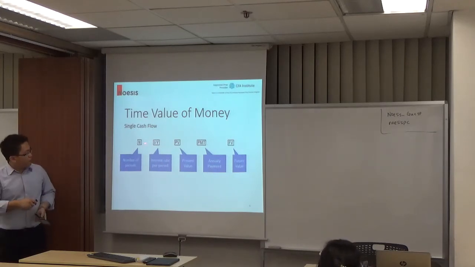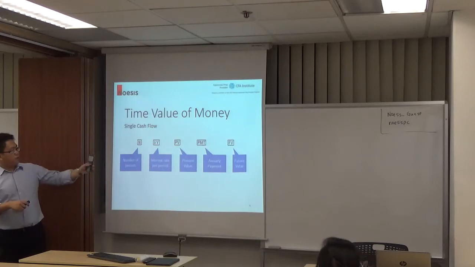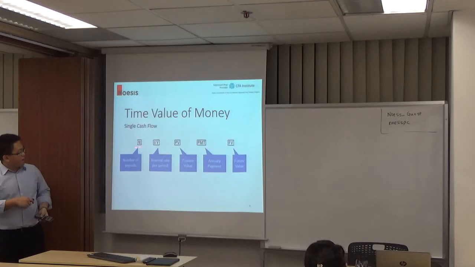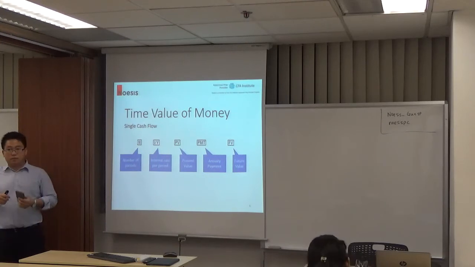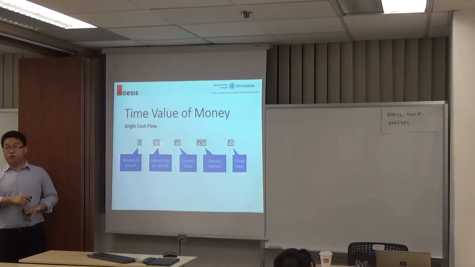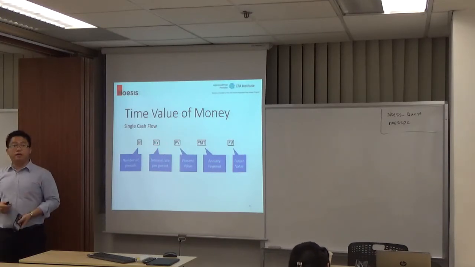Alright, now there are these 5 important buttons here. I've arranged them in the order that you see in the calculator. There is N, IY, PV, PMT, and FV. Of course, N here means how long did you invest your money for? Or it can represent how many times did you invest. We'll come to this later. Then IY is the interest rate, interest rate per period.